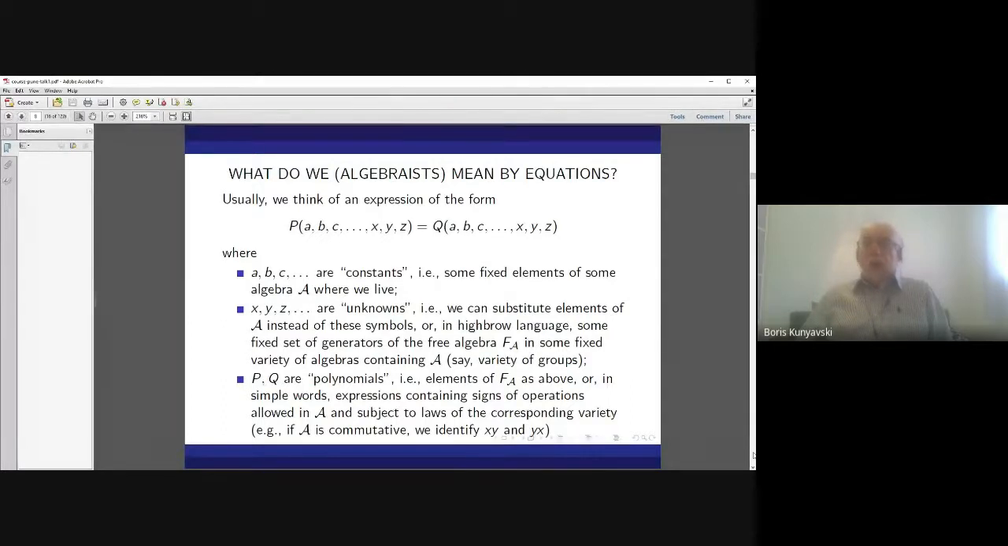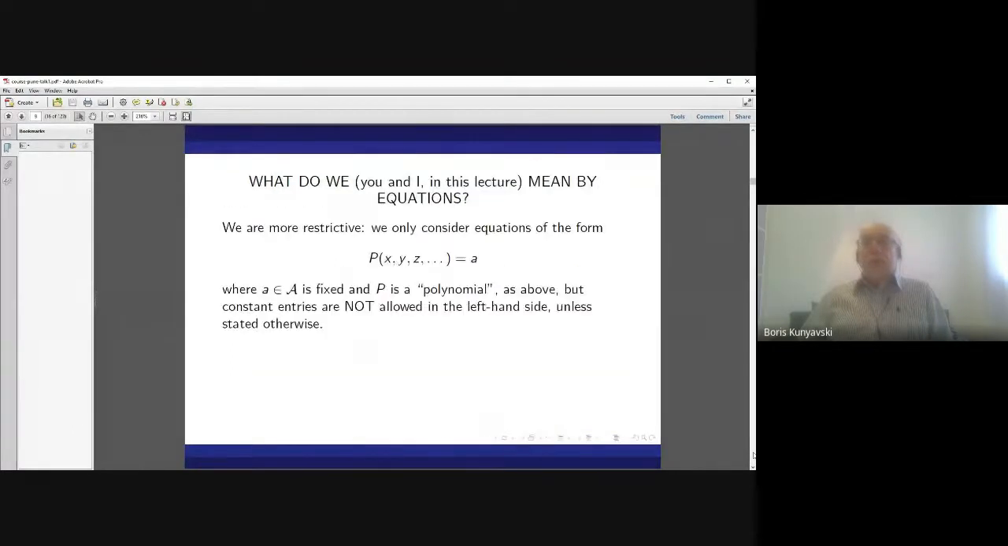So each time we fix the laws of the corresponding class of algebras of this variety. Let me say something very important: you and I, in this lecture, mean by equations something different, something much more restrictive. We only consider a certain class of equations which are of the form which is written here.